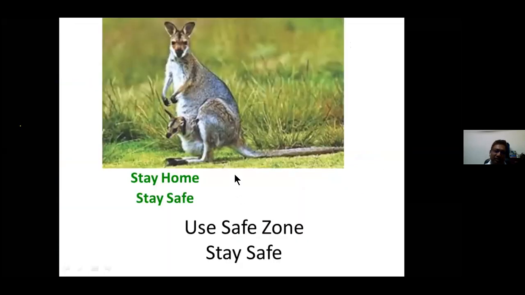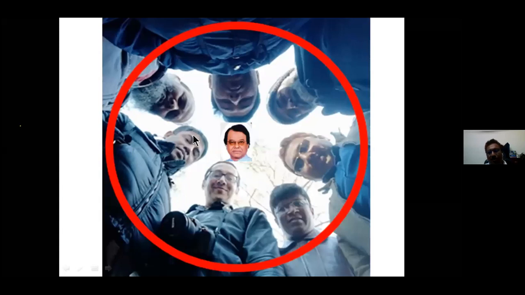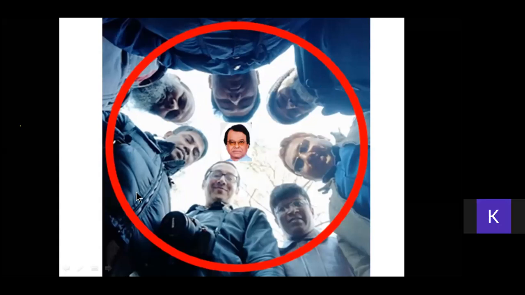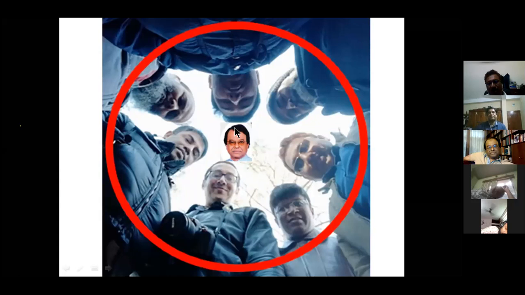Stay home, stay safe, use safe zone, stay safe. And this is the picture where we are making a circle near the Ilizarov ring. And here in the center is our mentor, our Professor Barisar, who inspired us to be Ilizarovians. Thank you, sir, for patient hearing.